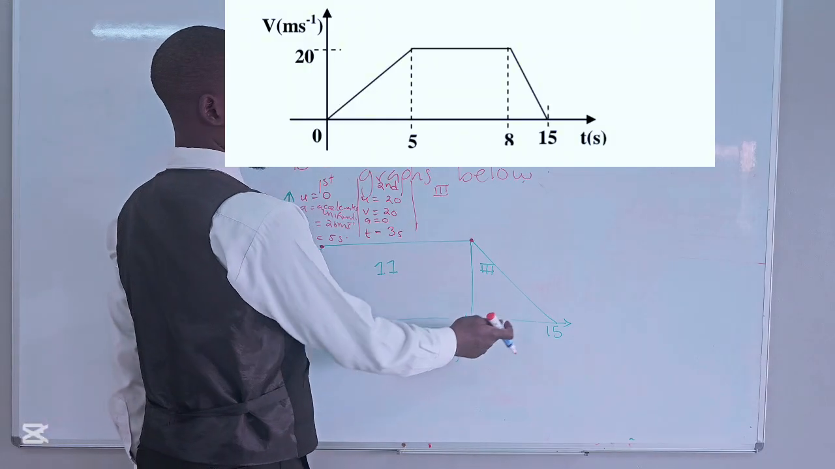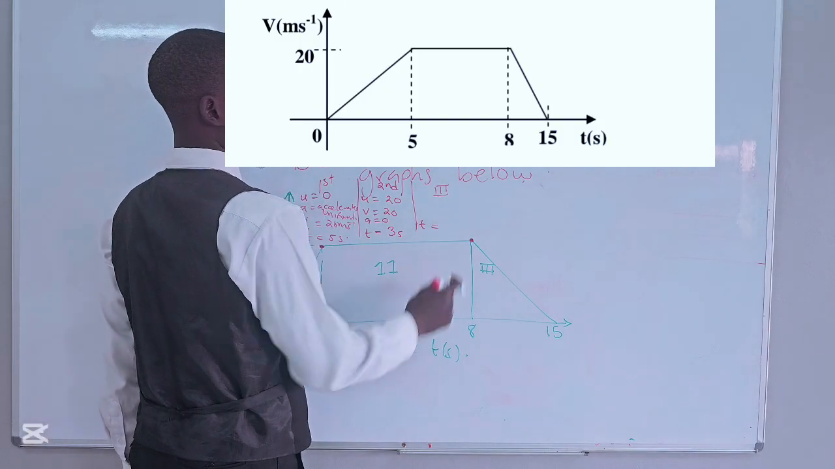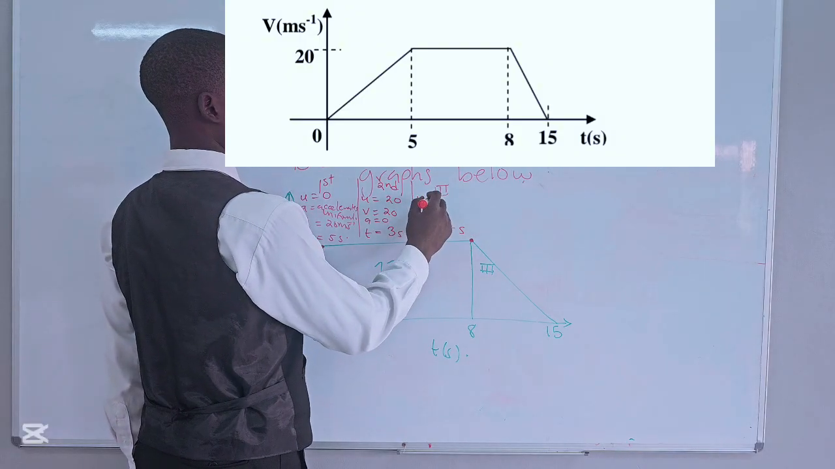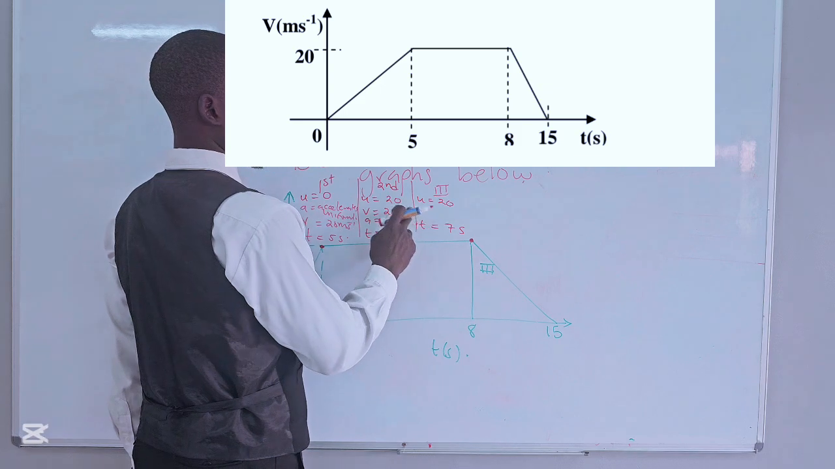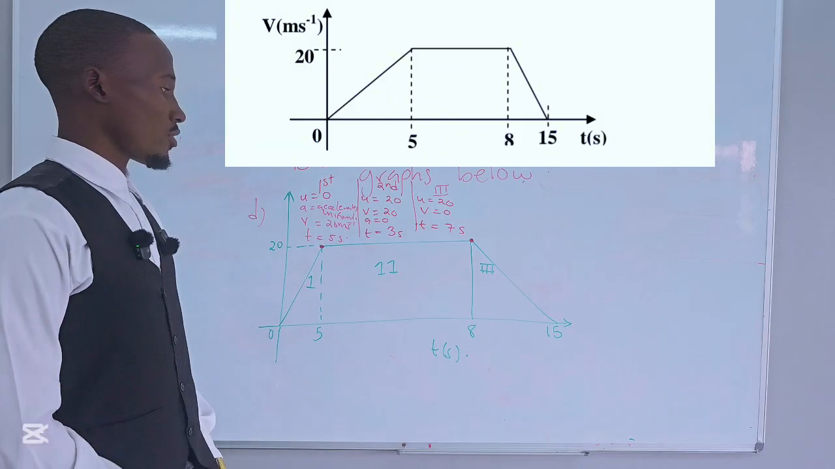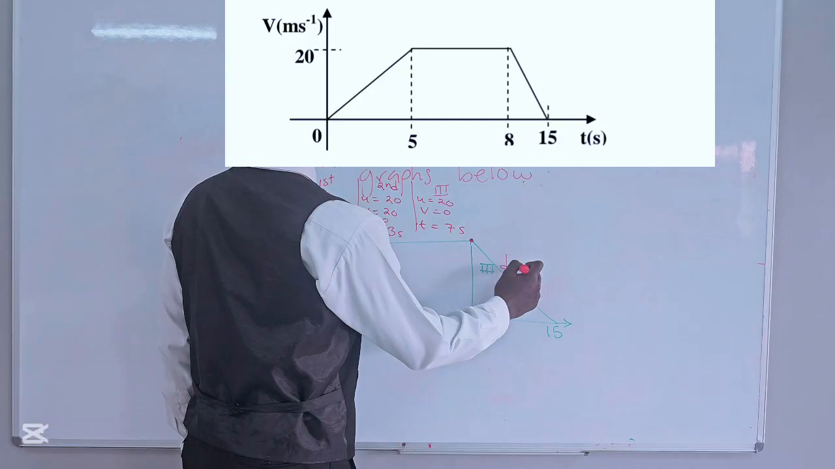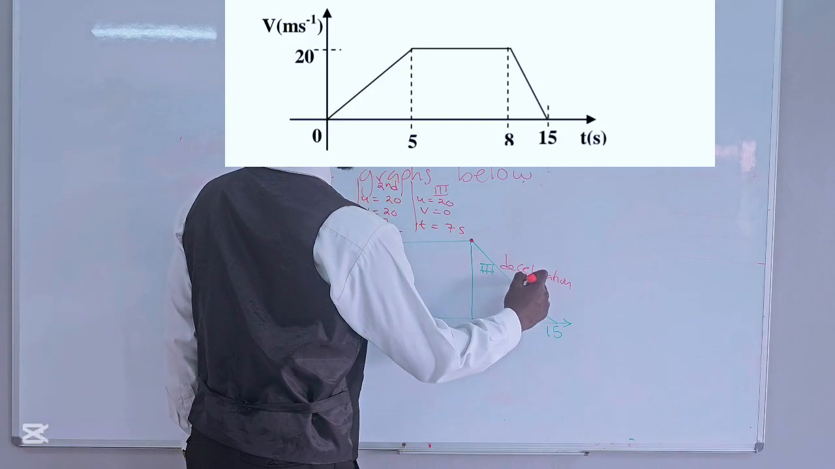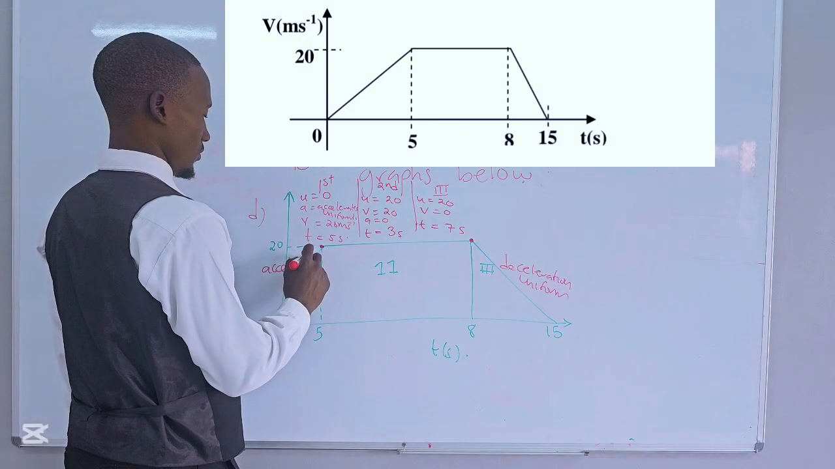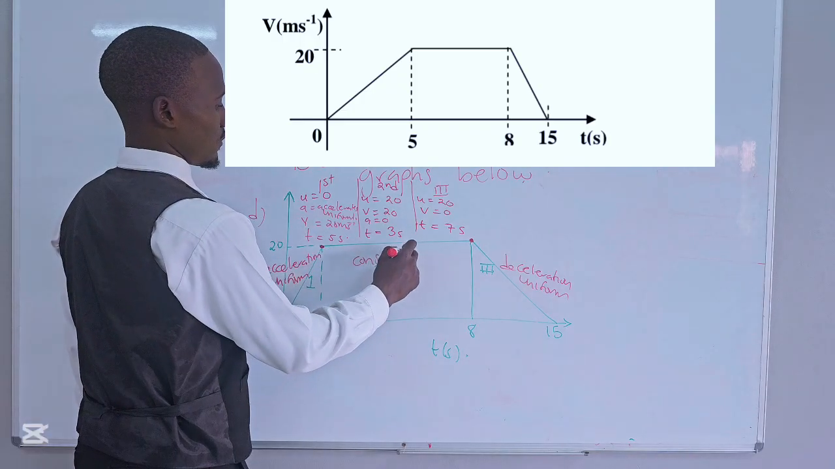Then from there, part 3. The time from here to here is equal to 7 seconds. The starting velocity is 20, and it comes to rest, so the final velocity is 0. So from here you can say it then decelerates uniformly. This is a uniform deceleration. This is a uniform acceleration. This is a constant velocity.